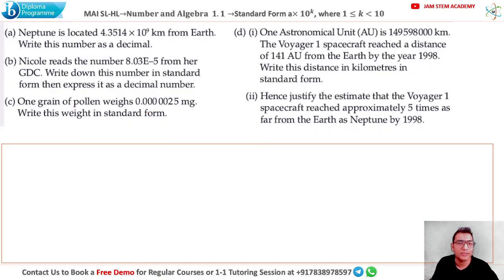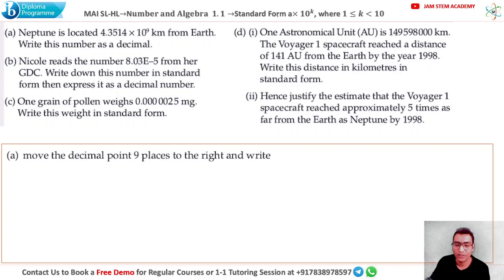So I hope you got this. We need to multiply this number with 10 raised to the power 9. In order to do so, we will shift this decimal 9 places, right? And we can put zeros over there. So we will get 4, 3, 5, 1, 4, then 5 zeros. That's the answer. That's the decimal representation.